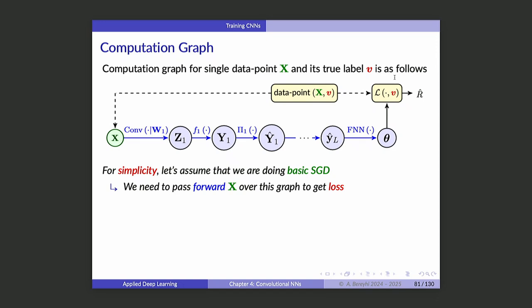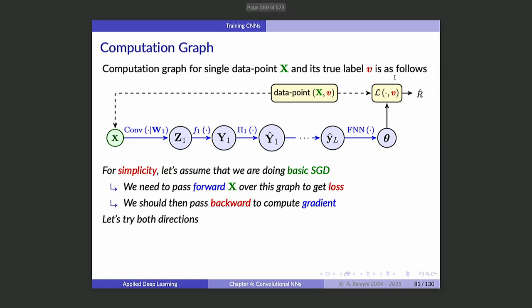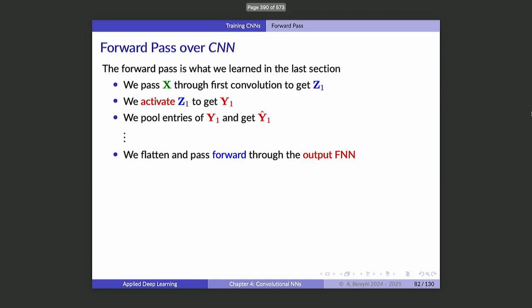Now the question here is that I want to be able to compute the gradient of this sample loss with respect to any weight inside this computation graph, like W1 here, or anything in between. We need to do it by going forward and backward on this network, you can guess. Let's see how it's going to look. The forward pass is quite obvious. It is basically what we did in this lecture and the previous one.